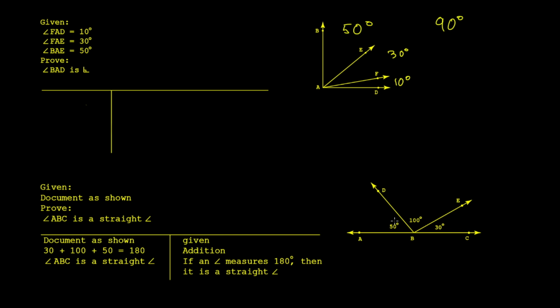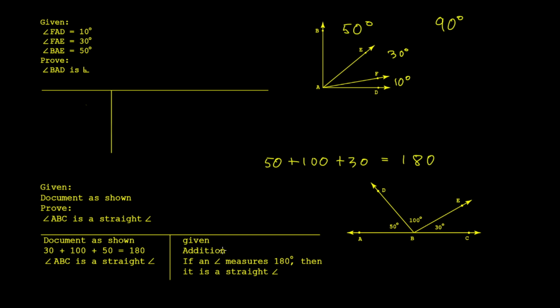Now, next, notice 50, 100, 30. Angle ABD has a measure of 50 degrees, angle DBE has a measure of 100 degrees, and angle EBC has a measure of 30 degrees. 50 plus 100 plus 30 equals 180. And this is, again, addition property of equality.